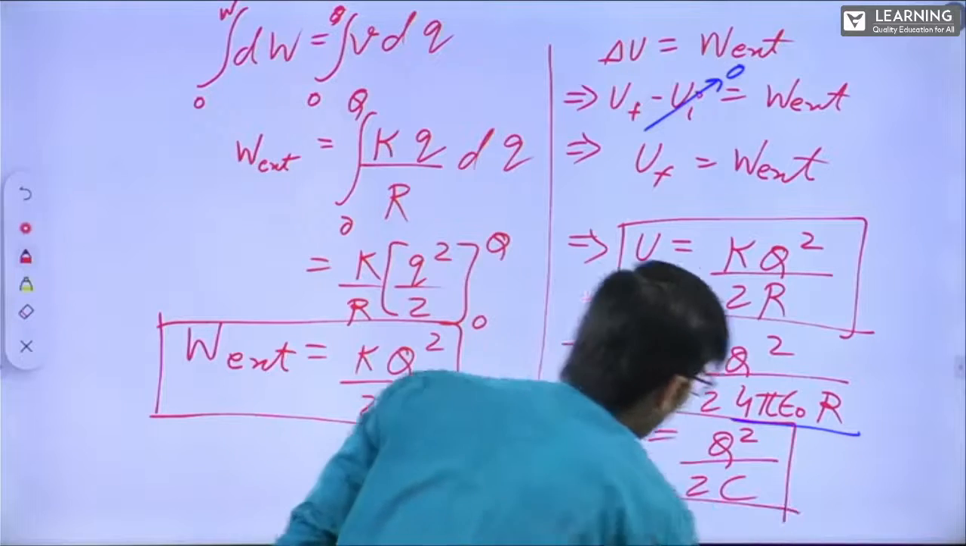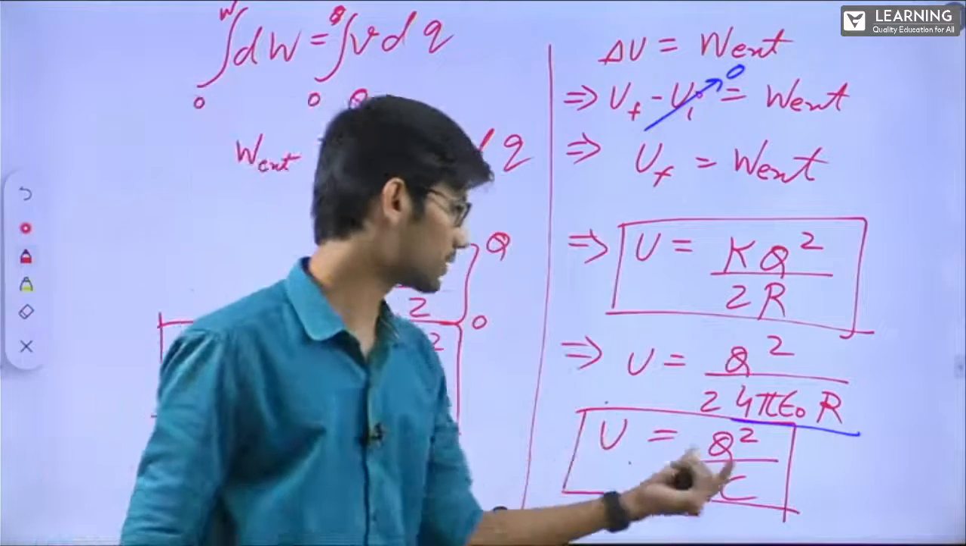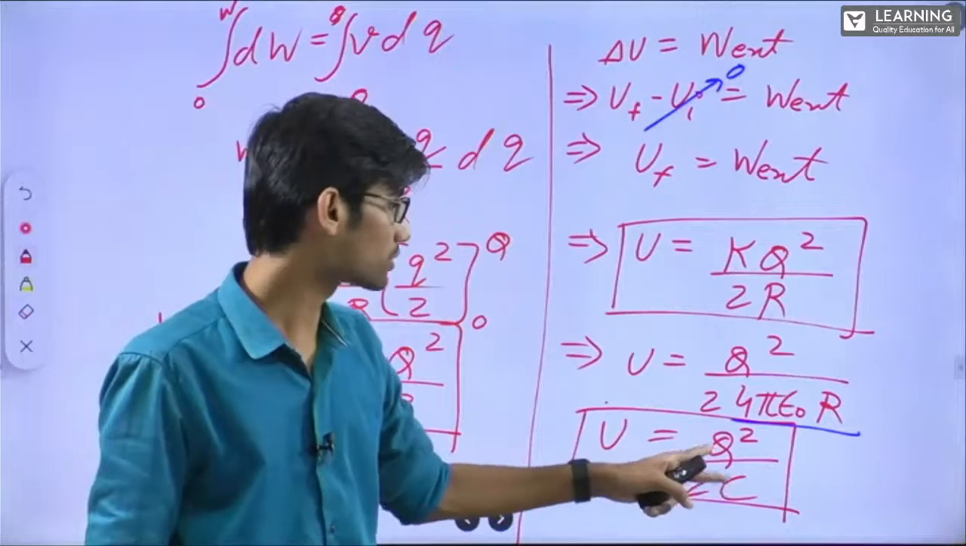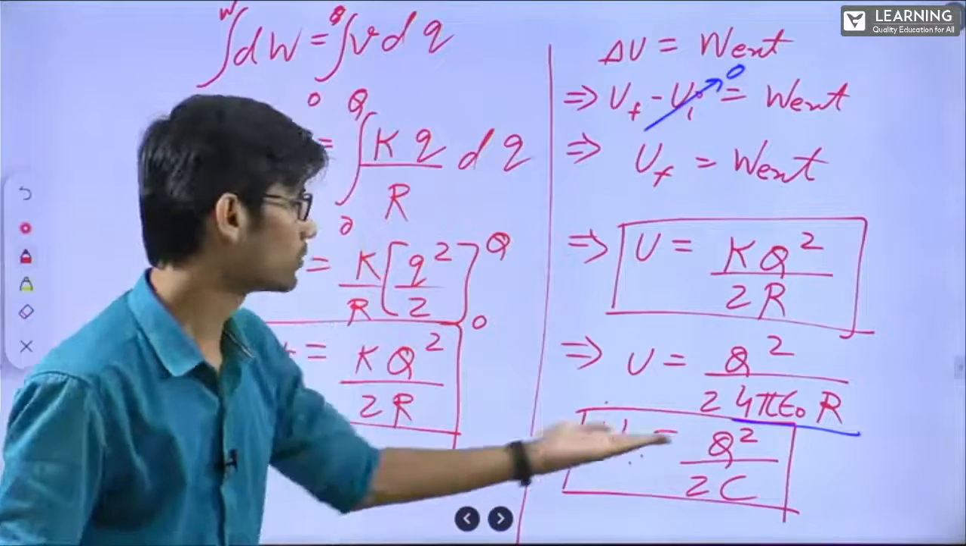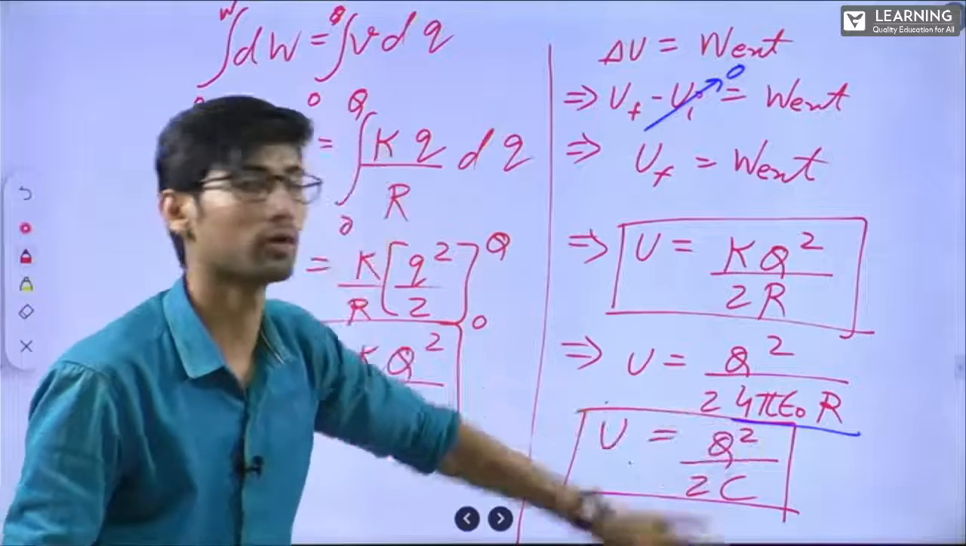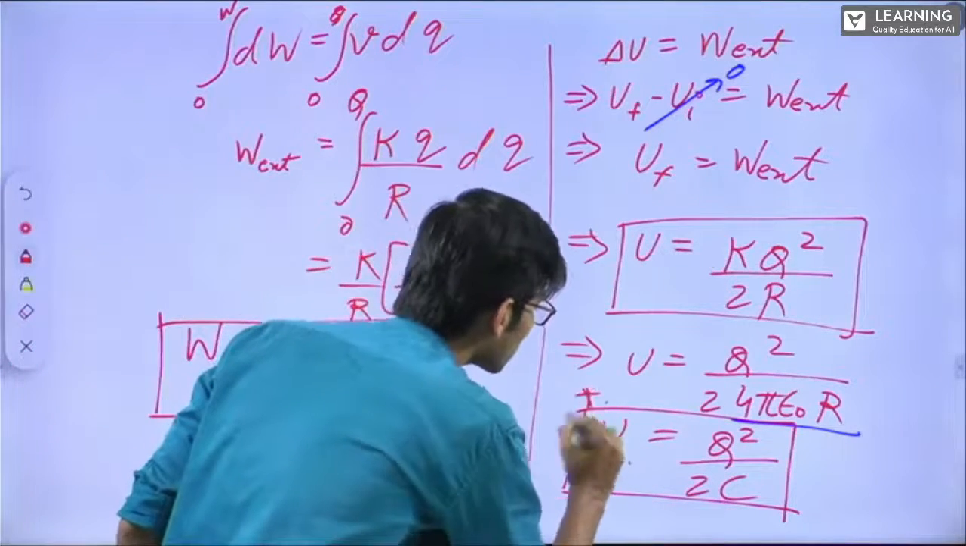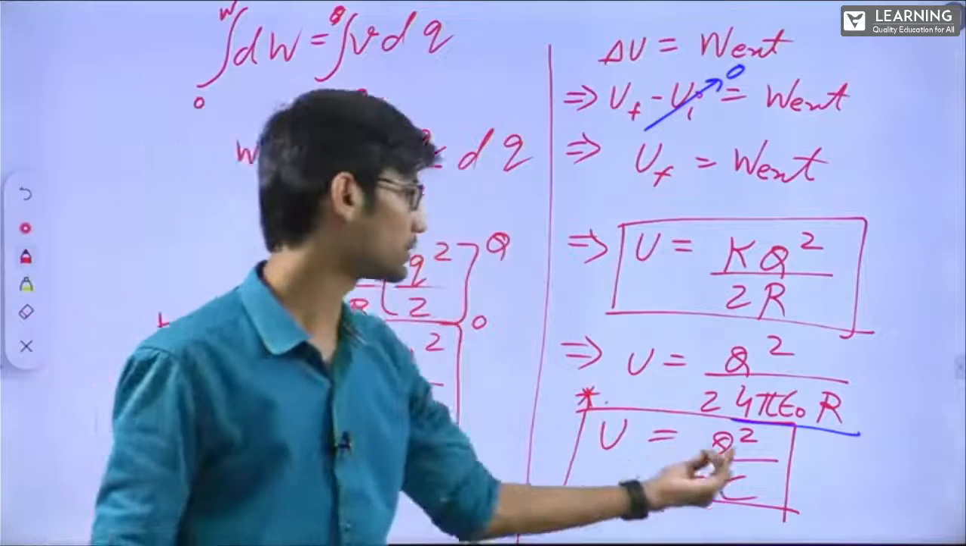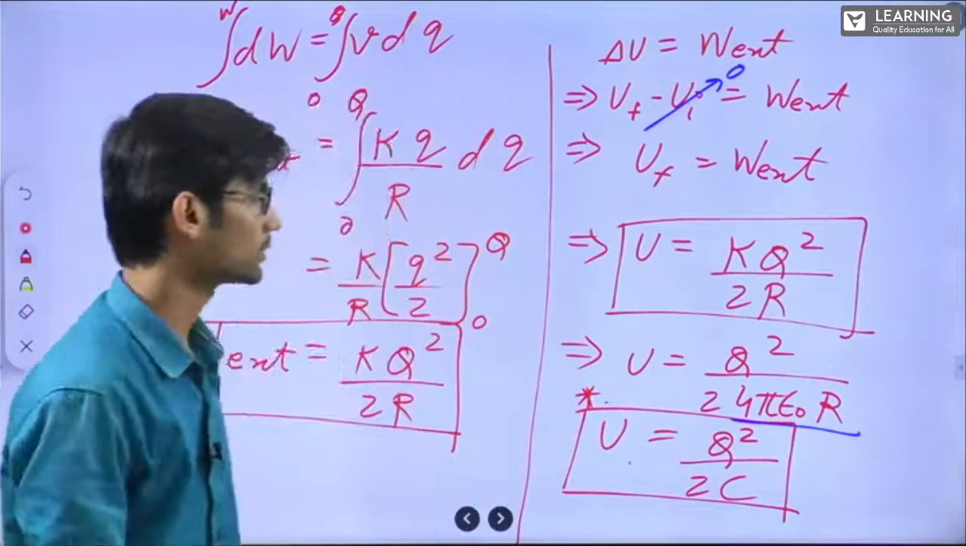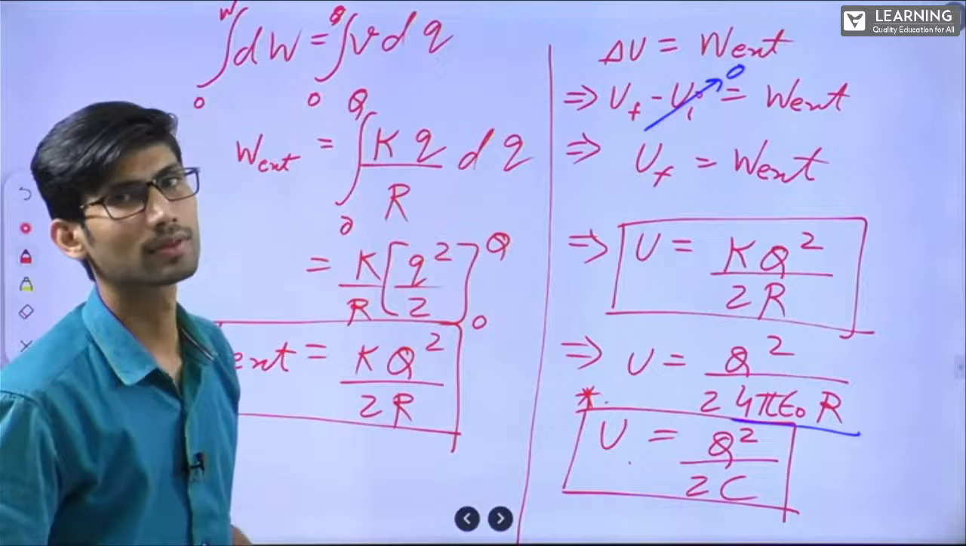The relation of potential energy in terms of charge and capacitance is U = Q square by 2C. Remember this always. This one, no need to remember. What you have to remember is this, always, because it is in terms of charge and capacitance. All right. Next.